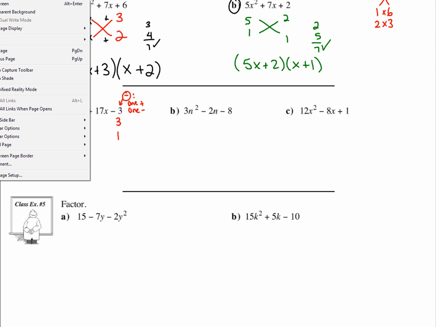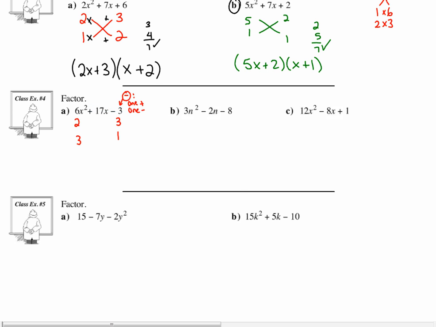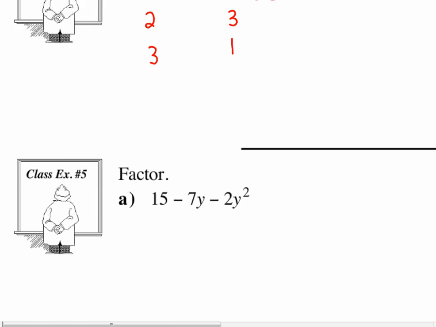Let me zoom in. Sorry, should have done this earlier. Okay, look how big it is now.